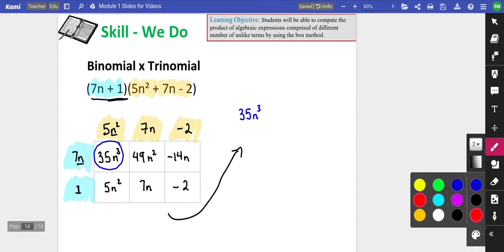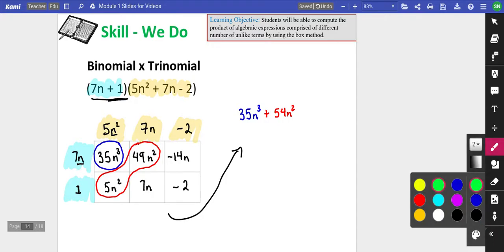Next one. Which one is the second highest exponent? And there is a square, n squared. So these two terms have an n squared. We will be combining those two. 49 plus 5 would be 54n squared. Again, we do not add the exponents whenever we are adding. We only increase the exponents whenever we are multiplying.